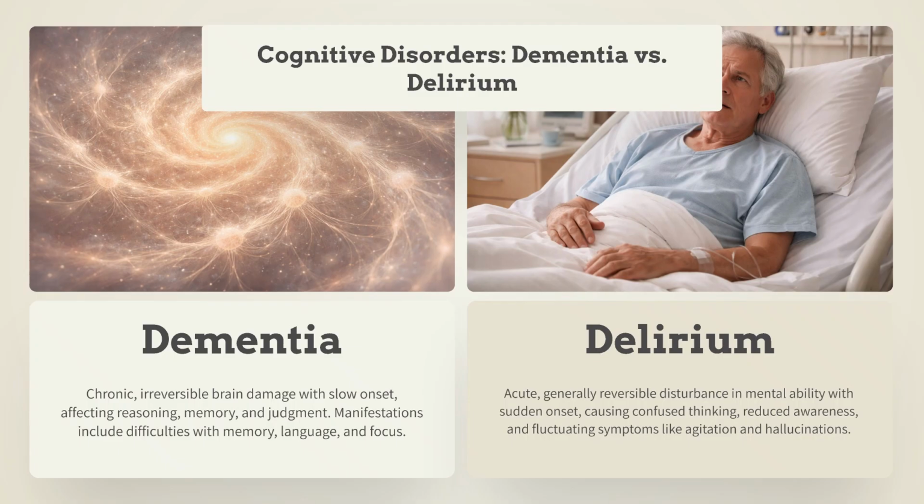The most common cause of delirium is an infection followed by something like overstimulation. Dementia is chronic and irreversible, and it has a slow onset. So make sure we're recognizing, is this brand new for this patient?